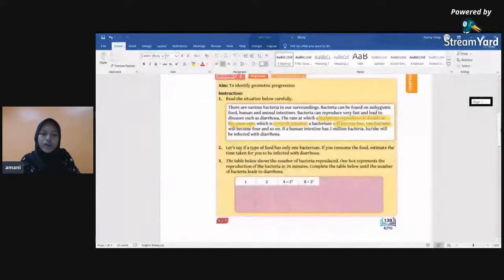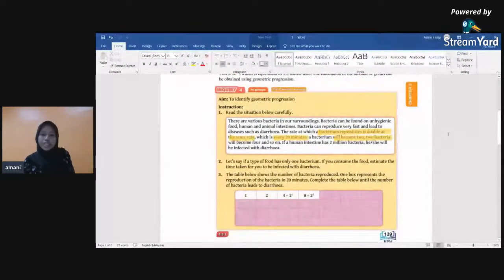So inquiry 4, the aim is to identify geometric progression. It said that there are various bacteria in our surroundings. Bacteria can be found on unhygienic food, and in human and animal intestines. Bacteria can reproduce very fast and lead to diseases such as diarrhea. The rate at which a bacterium reproduces is to double every 20 minutes. A bacterium will become 2, 2 bacteria will become 4, and so on. If a human intestine has 2 million bacteria, he or she will be affected with diarrhea.